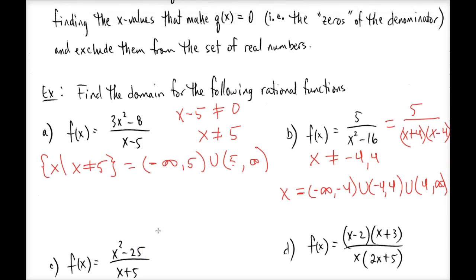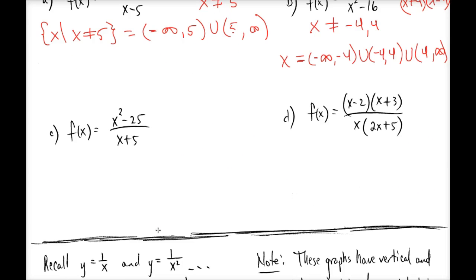For our next example, C, if you notice here, we still look at the denominator, and we know that we cannot plug in a negative 5 here because, of course, that's what makes the denominator 0. And so the domain for this would be all real numbers except for negative 5.